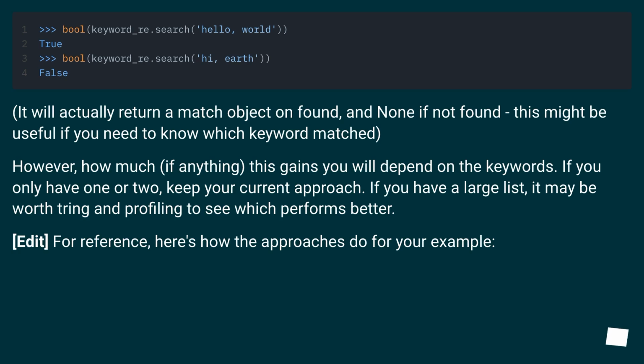It will actually return a match object on found, and None if not found. This might be useful if you need to know which keyword matched. However, how much, if anything, this gains you will depend on the keywords. If you only have 1 or 2, keep your current approach. If you have a large list, it may be worth trying and profiling to see which performs better.